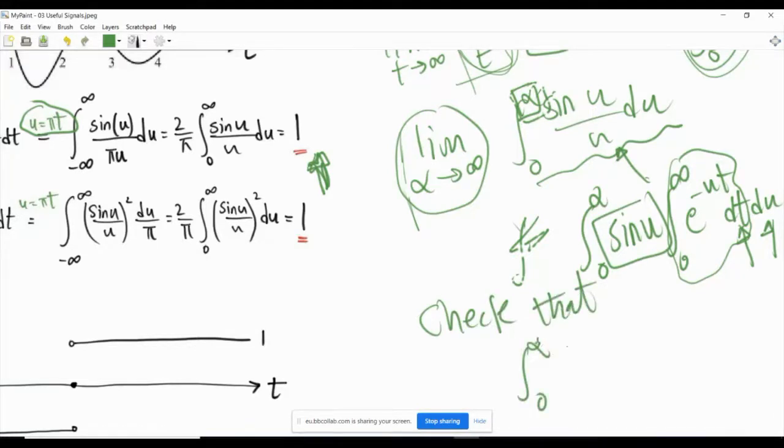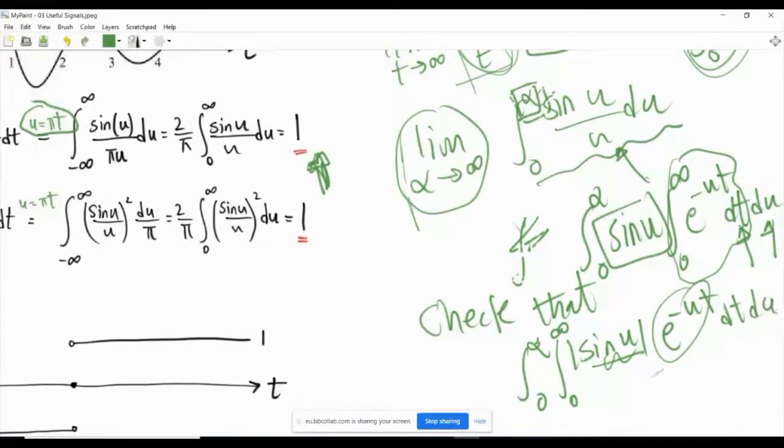We need to check the integral from 0 to alpha, of the integral from 0 to infinity, of the magnitude of sine u times e to the iut, dt du. This is real valued and non-negative, so we do not need to put an absolute value there. We need to check that this is finite. What I saw in some solutions is that people did the check without the absolute value. Generally, you can have complex valued functions. You should take their magnitude and then show that the double integral of the magnitude is a finite number.